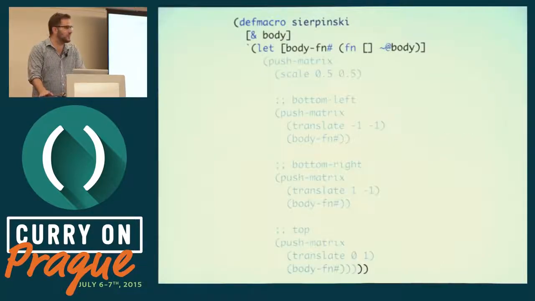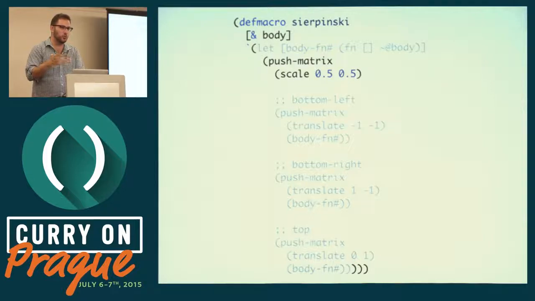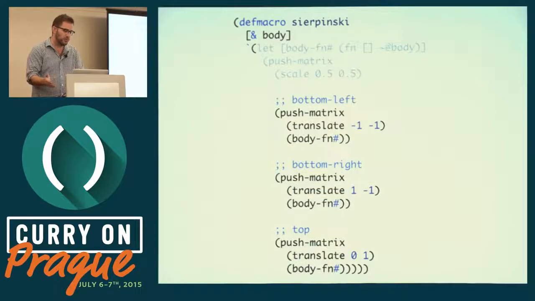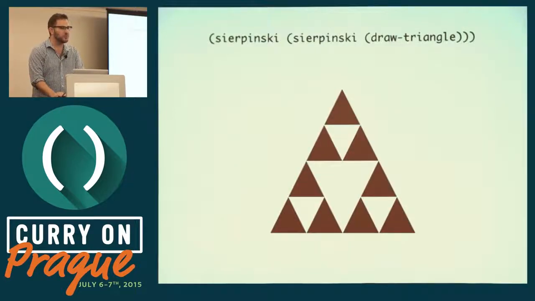We can define a Sierpinski macro, right? That takes somebody, we don't really know what it is, we don't care. We put it in a function, and we then define a local context in which we can do transforms, and we shrink everything that we draw within this context by half. And then we render it 3 times, first in the bottom left, then the bottom right, and then above. And we can nest Sierpinski macros to our heart's content. We can do it twice, we can do it 10 times, but at some point this gets tedious.